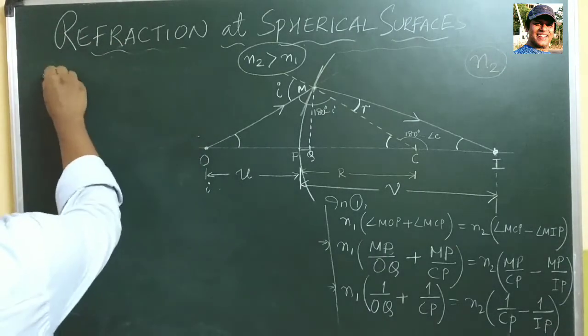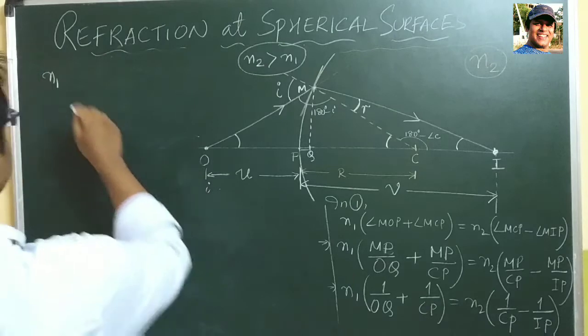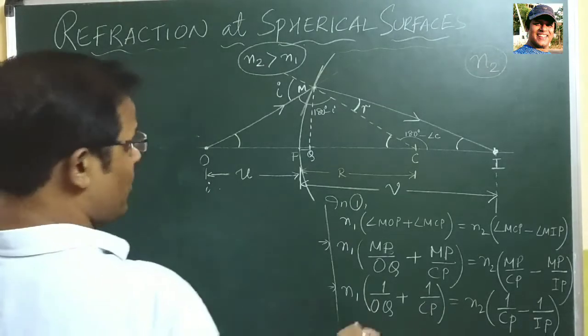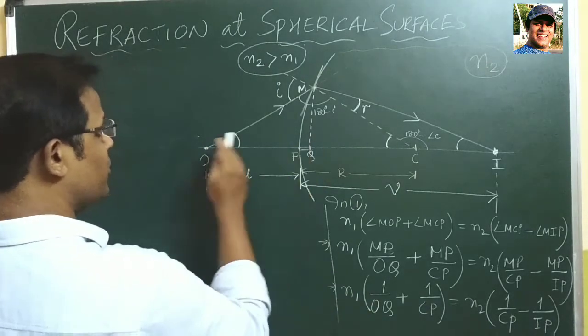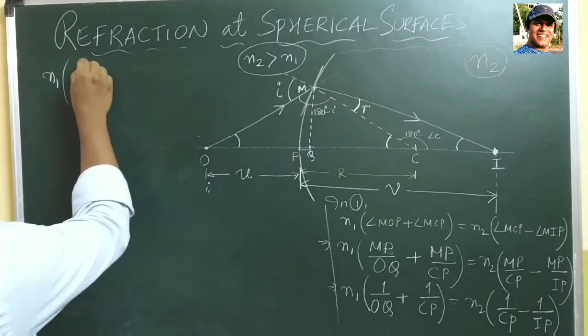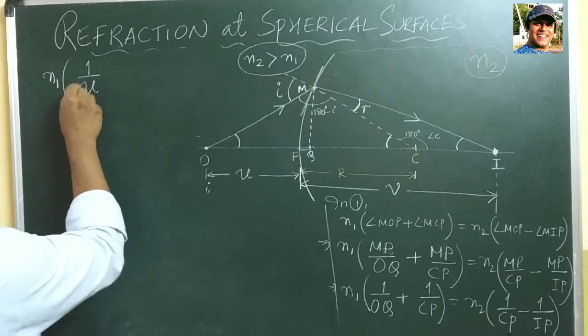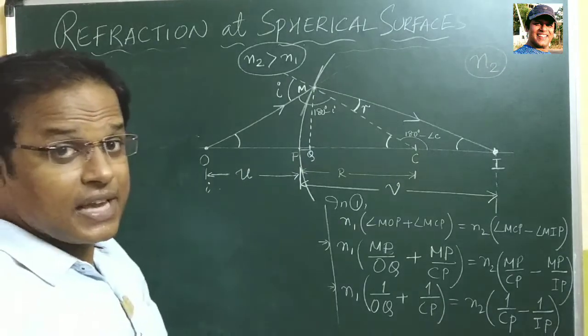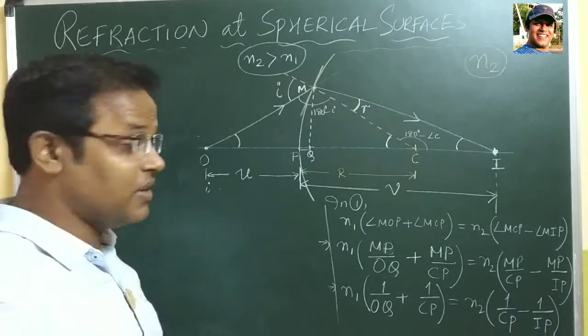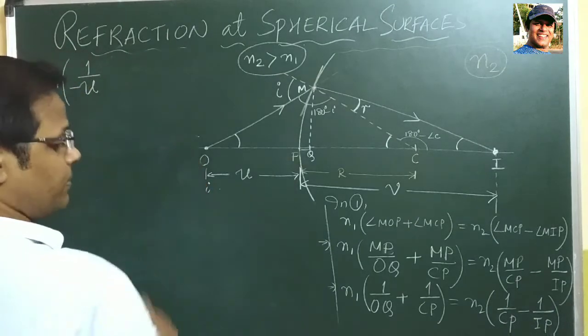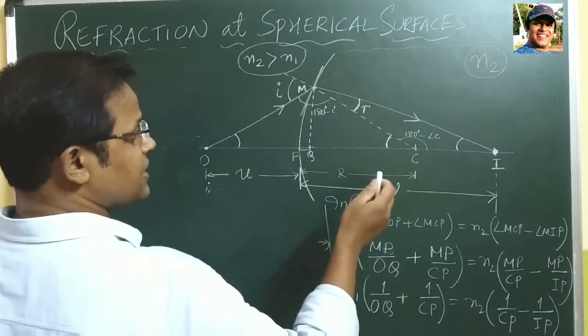So we'll get N1 into this. Let us quickly put in there OQ, or you say OP. Okay, good. This is your sign convention, all on the left hand side, so I put a minus there. The sign convention which we applied for spherical mirrors remains the same, left of the P. 1 by CP, where is the CP?